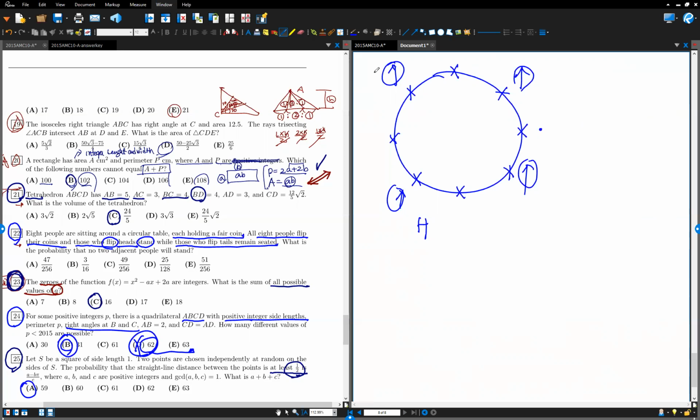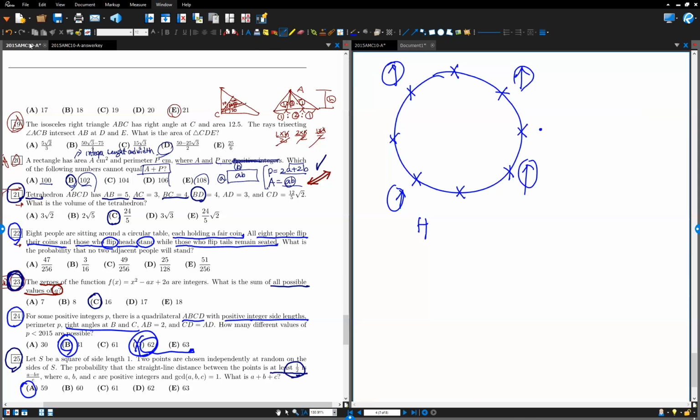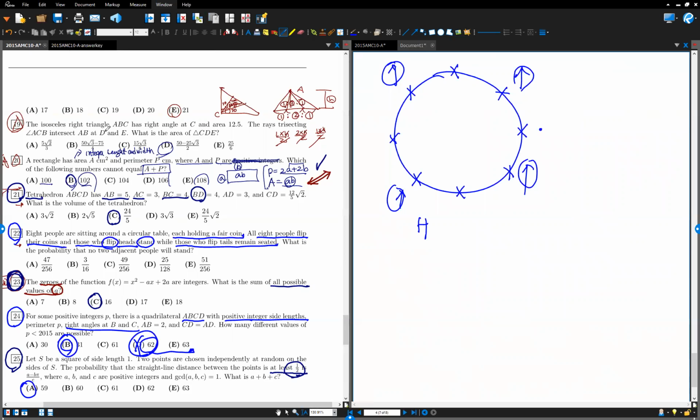Okay, let me see the answer key. In the answer key we have how much? What number is this? 22. 22 is the correct answer. Okay. Now how did we get to 256?